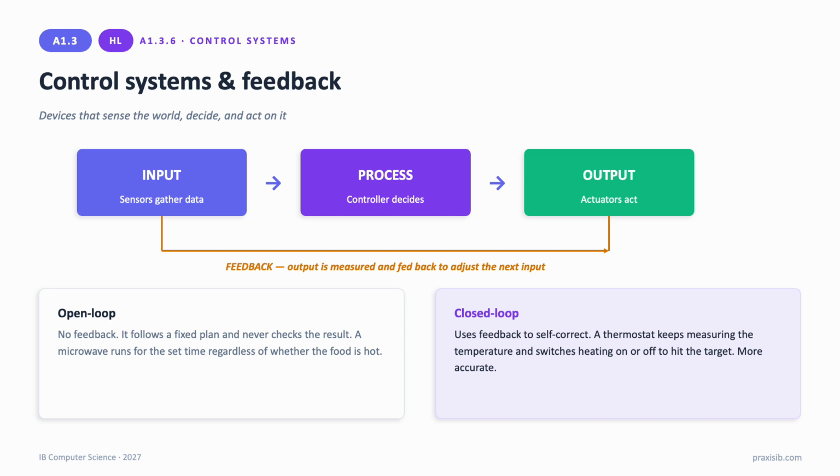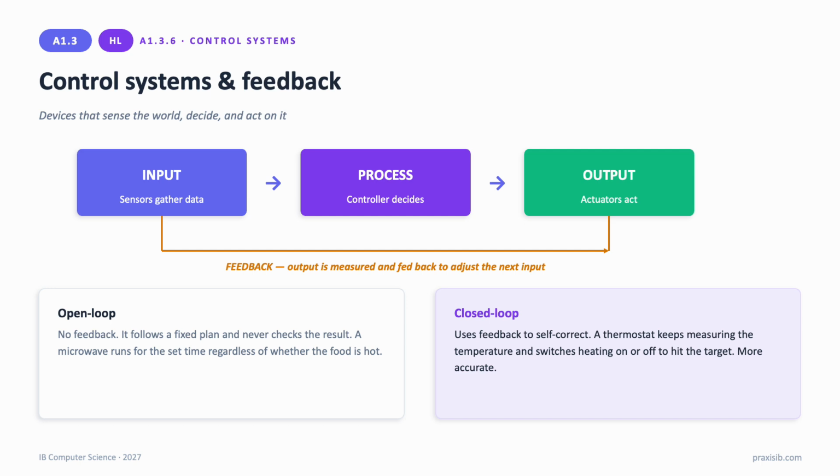This gives us two types, shown at the bottom. An open loop system has no feedback. It just blindly follows the fixed plan. A microwave is an open loop. You set it for 2 minutes and it runs for 2 minutes whether or not the food is actually hot.